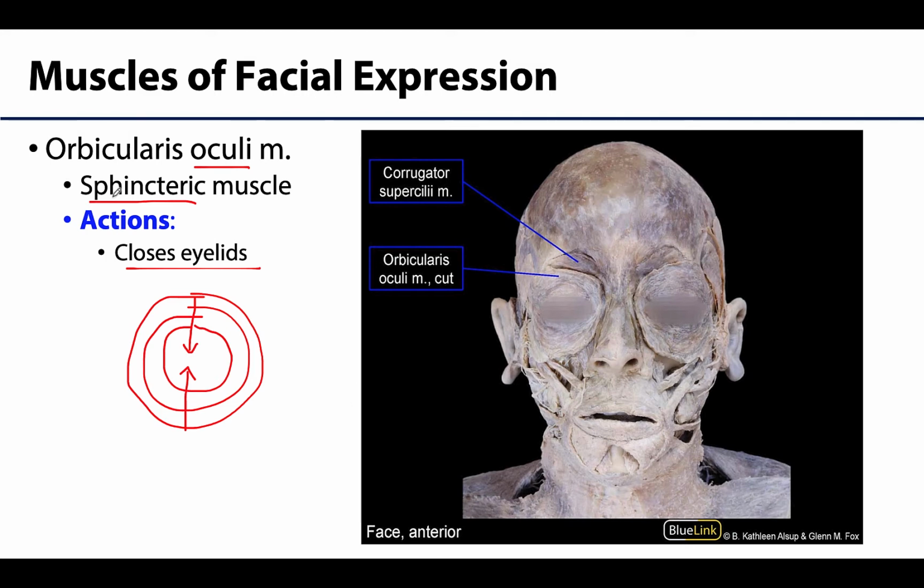And you'll have lots of sphincteric muscles. You'll have another one associated with the face, and then you'll have them throughout the body as well, and we'll talk about those as we make our way through the rest of the regional anatomy.